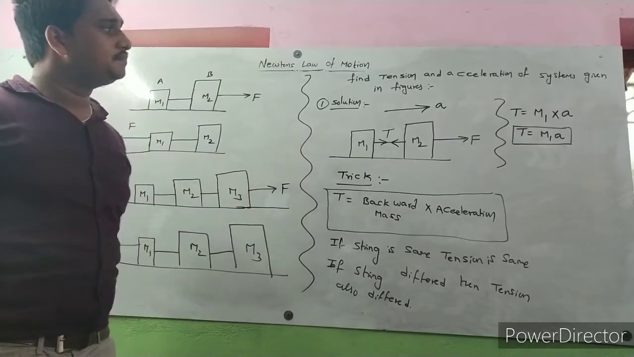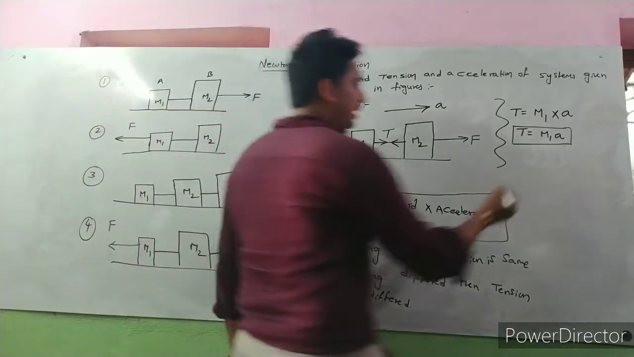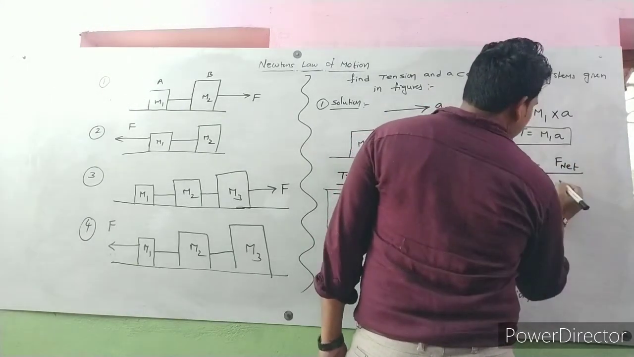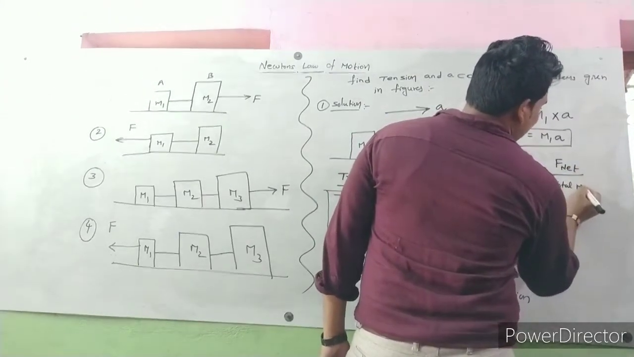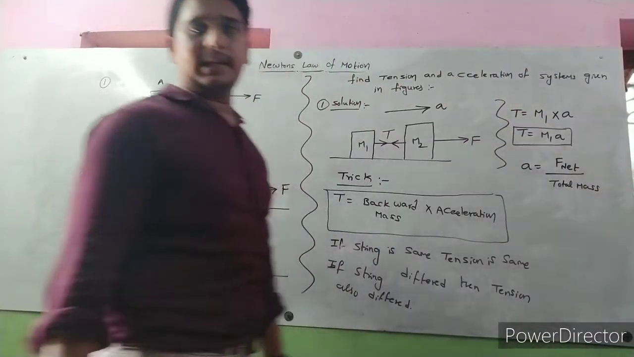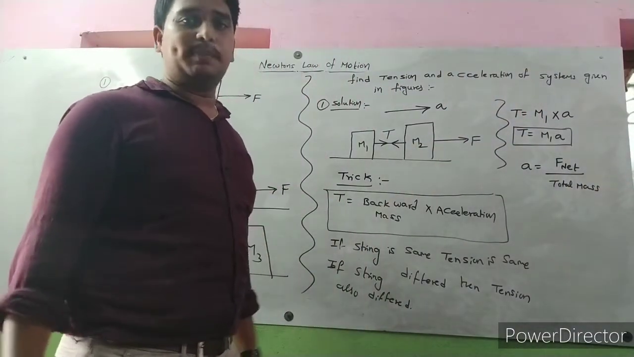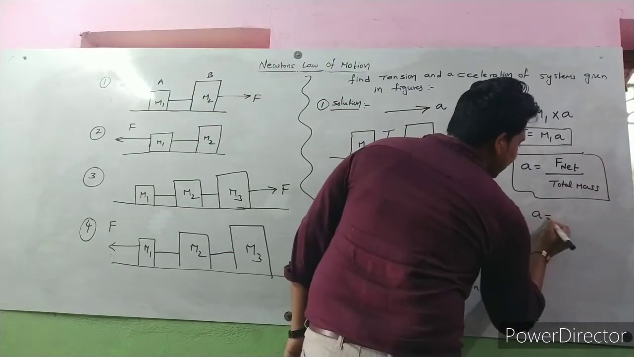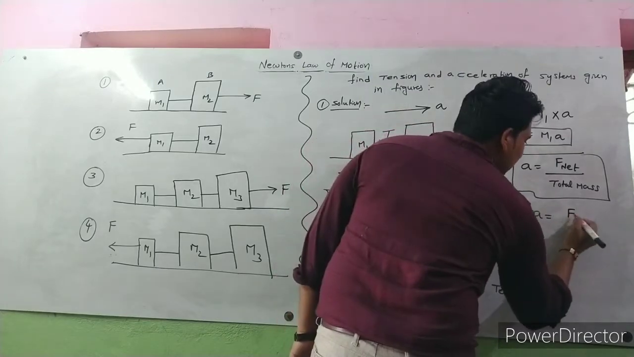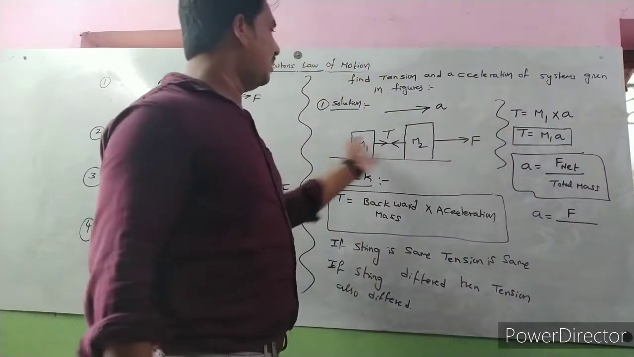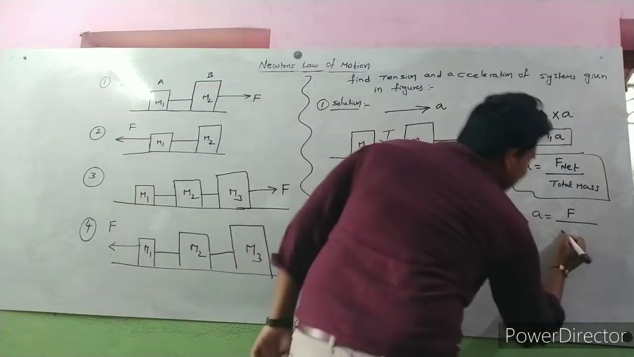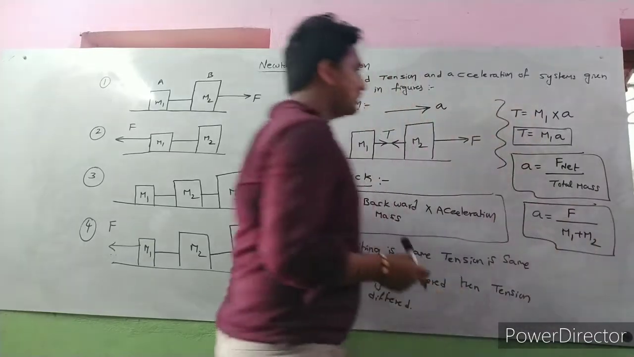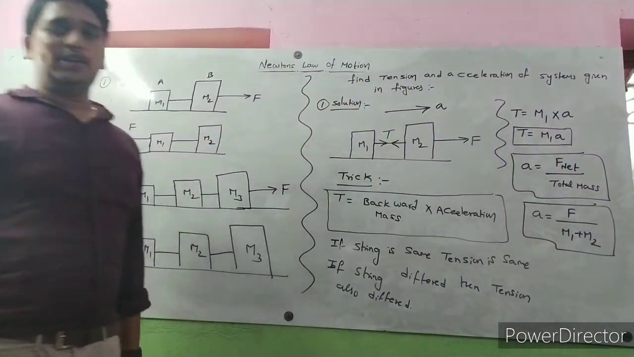So what about the acceleration formula here? Acceleration is always net force by total mass. Net force by total mass. So from this, A is equal to net force, only the force F is acting here, by total mass M1 plus M2. So we got the simple trick: acceleration formula is F net by total mass.